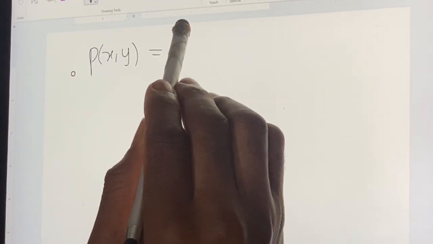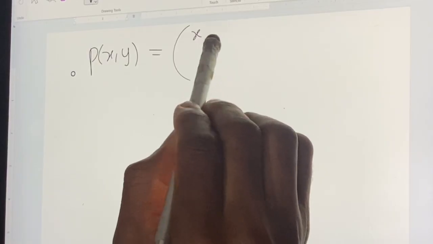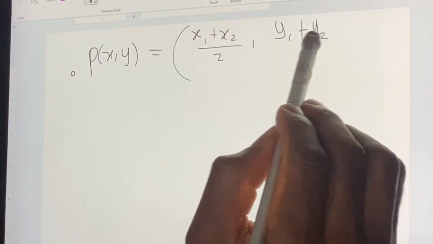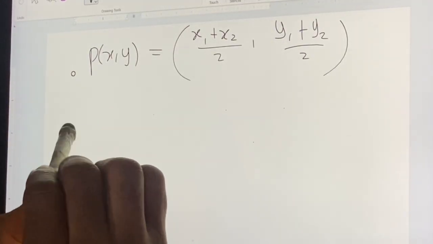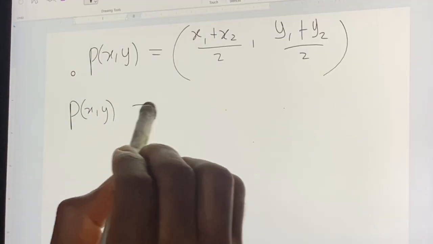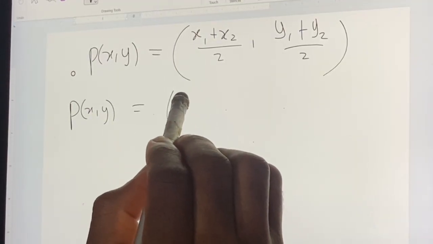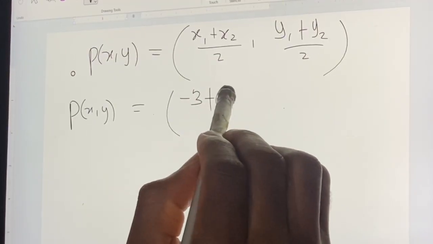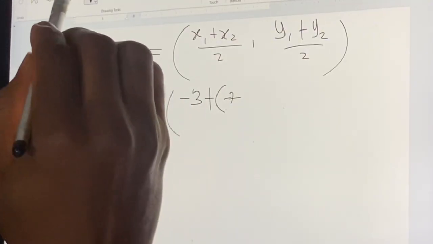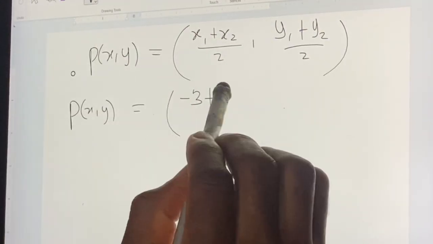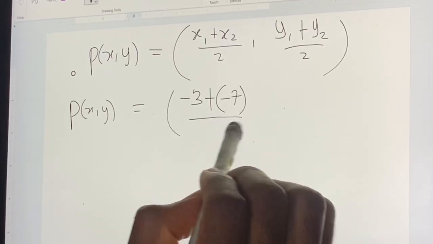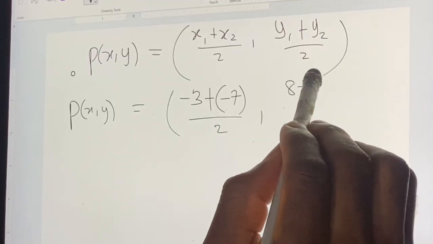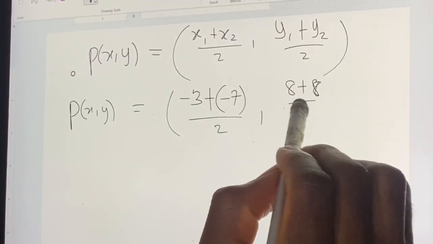Let's write down the formula first: x1 plus x2 over 2, y1 plus y2 over 2. So the point (x, y) is equal to x1 is minus 3 plus x2 is minus 7, so put your bracket around minus 7, over 2. y1 is 8 plus y2 is 8 over 2.